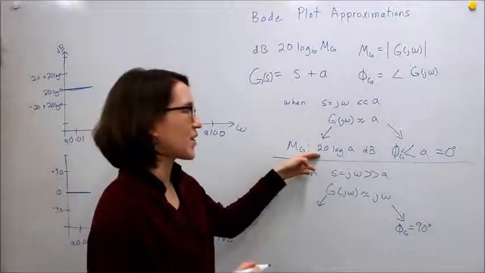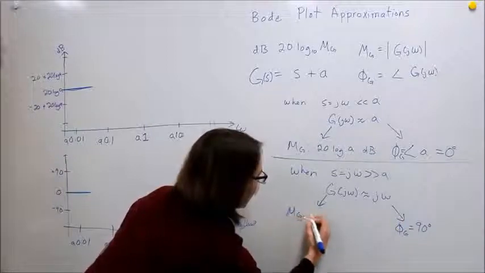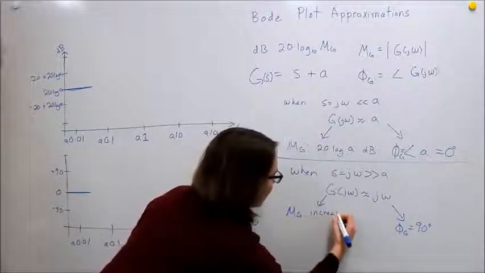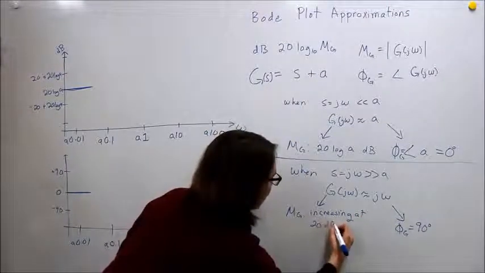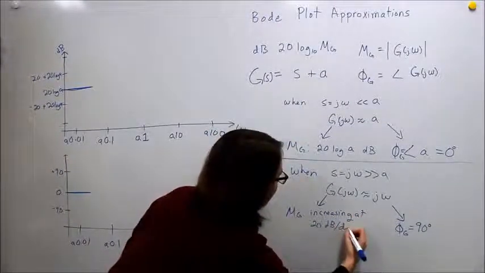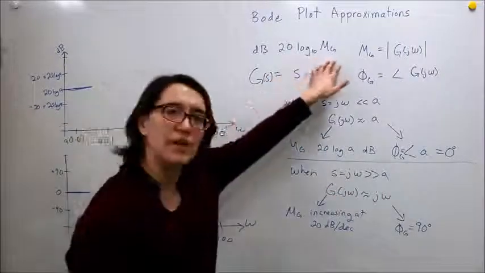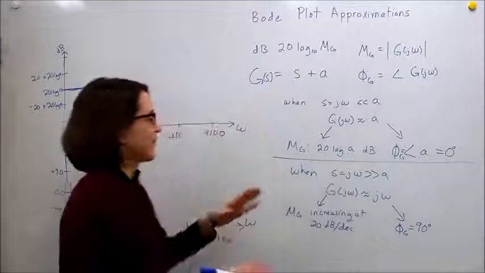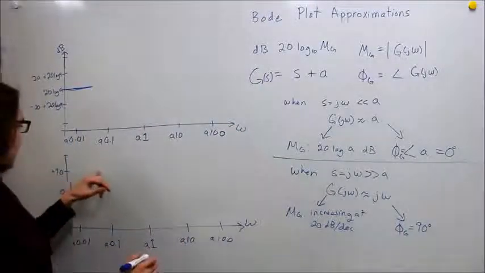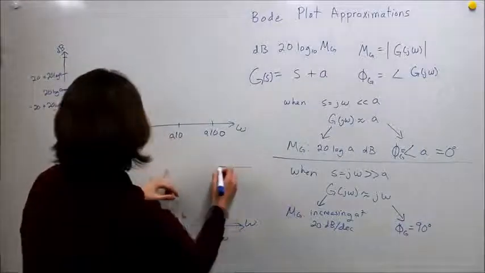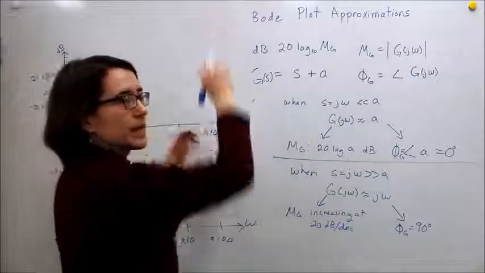Before, remember, it was increasing at 20 dB per decade. So we'll know that the magnitude will be increasing at 20 dB per decade, which is what you would get if you take that and plug it back into our magnitude equation. You can do all the math again for that. So we know that we're going to go towards positive 90 degrees here as we go to infinity, and we're going to be increasing at some rate.